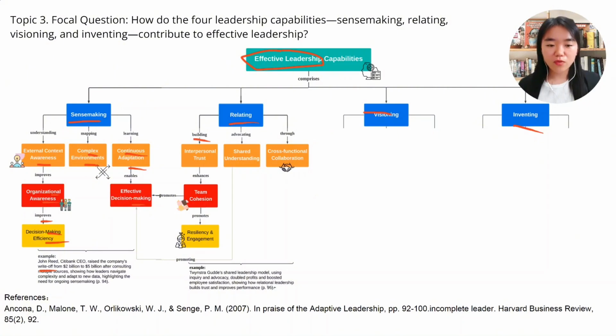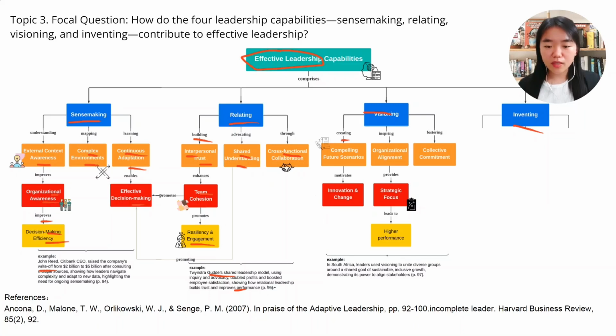Relating is about building interpersonal trust and shared understanding. Interpersonal trust enhances team cohesion, which promotes resiliency and engagement within the team. Cross-function collaboration encourages shared understanding between departments. Example: Angelica shares the leadership model using inquiry and advocacy, which doubled profit and bolstered employee satisfaction, showing how relational leadership builds trust and improves performance.